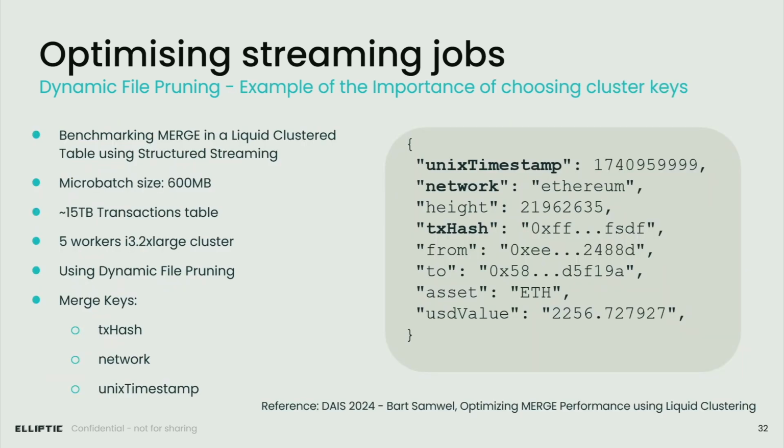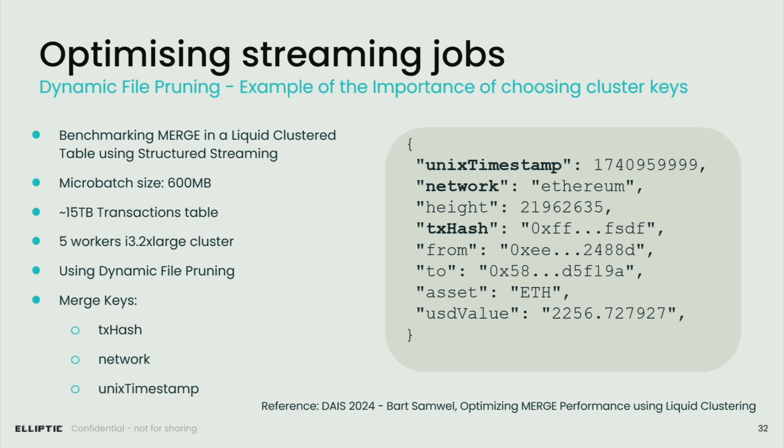So what I want to explain now is a bit how important it is to choose a good clustering key. And for that, we're going to base, with the example on the right, you can see similar JSON that Matthew showed before, where we have Unix timestamp, the network is essentially the blockchain, height is the block height of the blockchain, transaction hash, random hash.